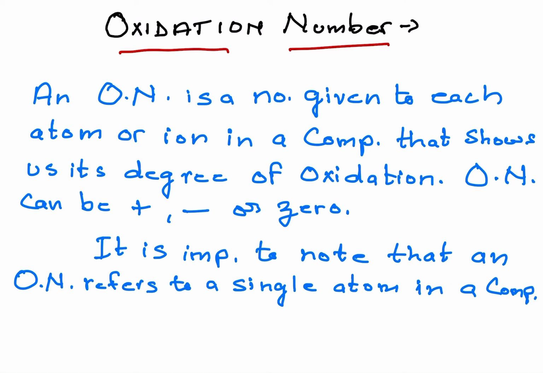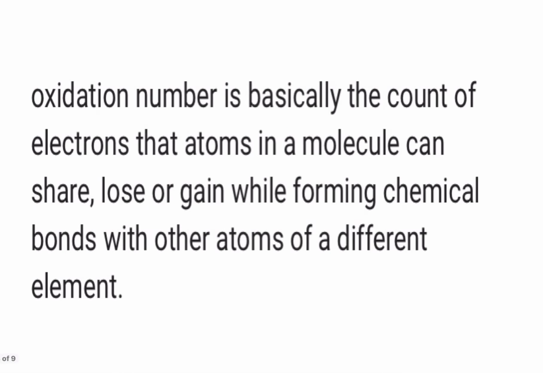Students, remember it is important to note that an oxidation number refers to a single atom in a compound. Further, we can also say the oxidation number is basically the count of electrons that atoms in a molecule can share, lose or gain while forming chemical bonds with other atoms of a different element.